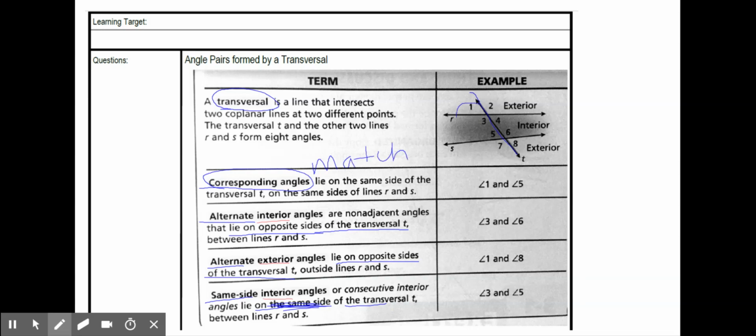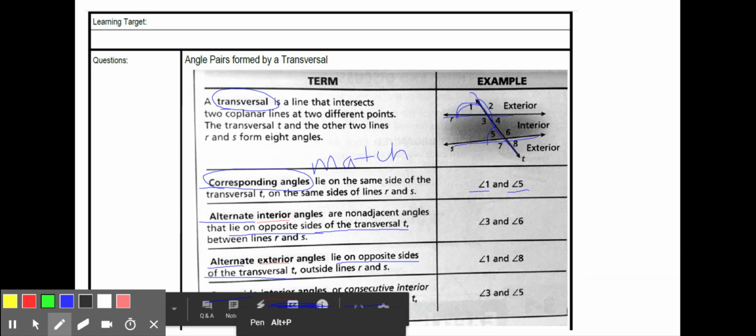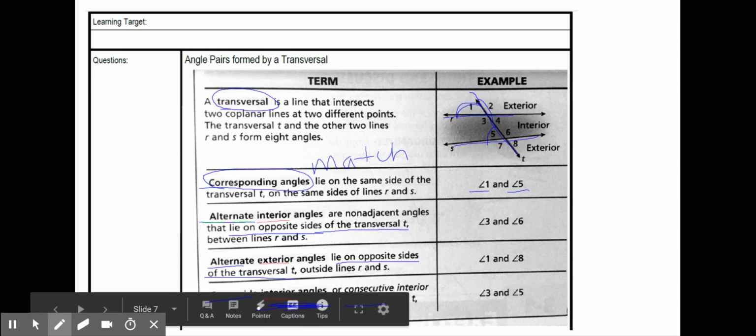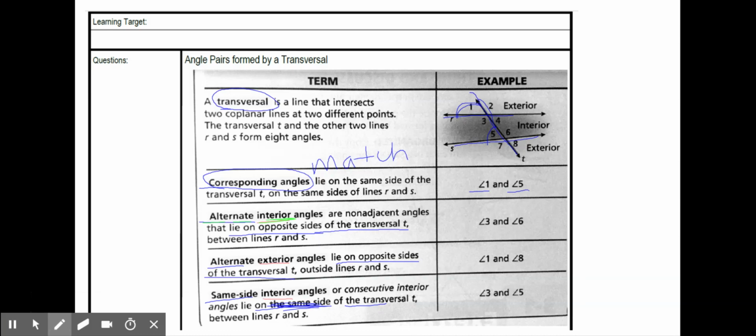So angle 1 is in the upper left corner of this intersection. And if I look at the other line, angle 5 is also in the upper left corner of that intersection. Corresponding angles are the trickiest. And then we have alternate interior angles. So I'm looking on opposite sides of the transversal, but on the inside. If I look at angle 3, and I also look on the inside but on the other side of the transversal, angle 3 and angle 6 are alternate interior angles.